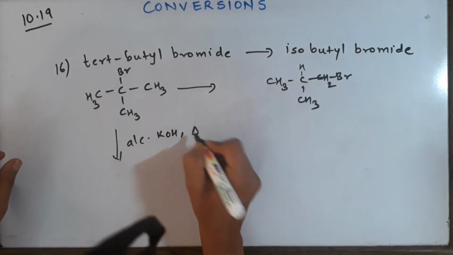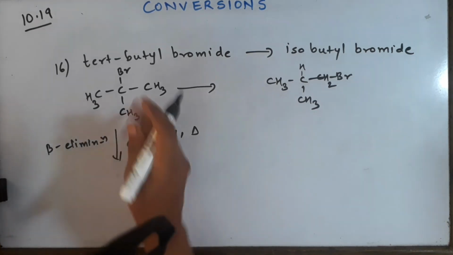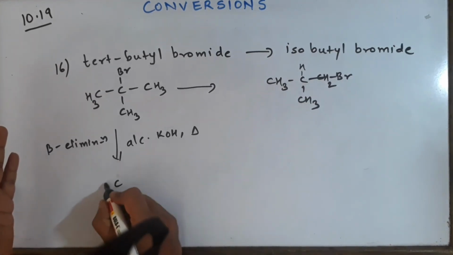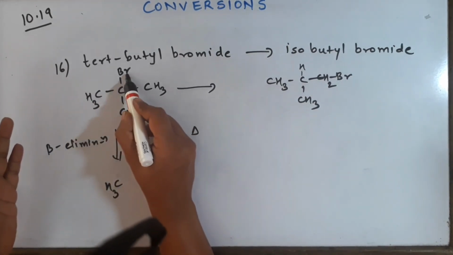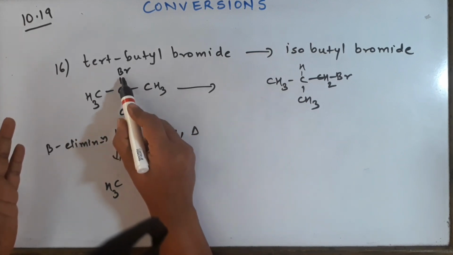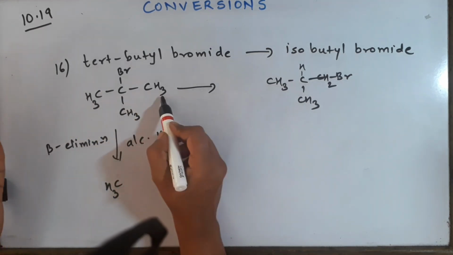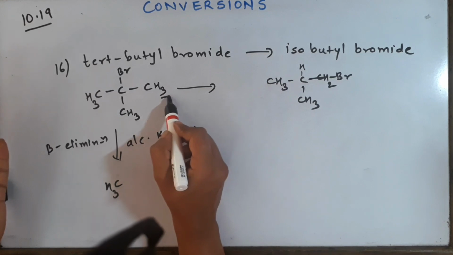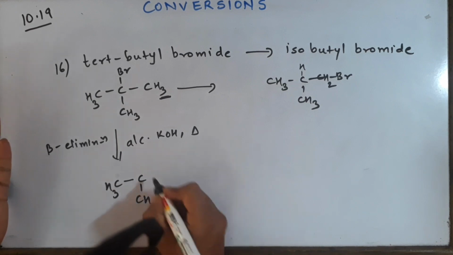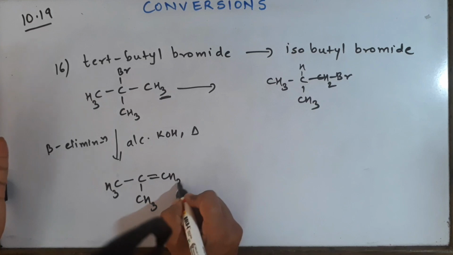Remove means alcoholic KOH, beta elimination. Remember, when you have to remove this substance and again add, the step is the same. First remove it by beta elimination. This bromine will go out and one of the hydrogens from the next carbon atom. The hydrogen can go from this carbon, this carbon, or this carbon, because all of them are beta hydrogens. I am removing this hydrogen, so it looks like CH3, C, CH3. I have removed hydrogen and bromine, so I will get a double bond here, so it gets CH2.